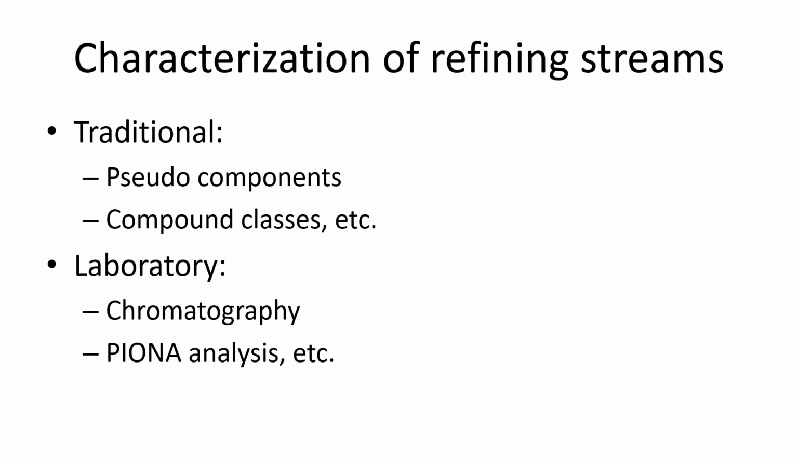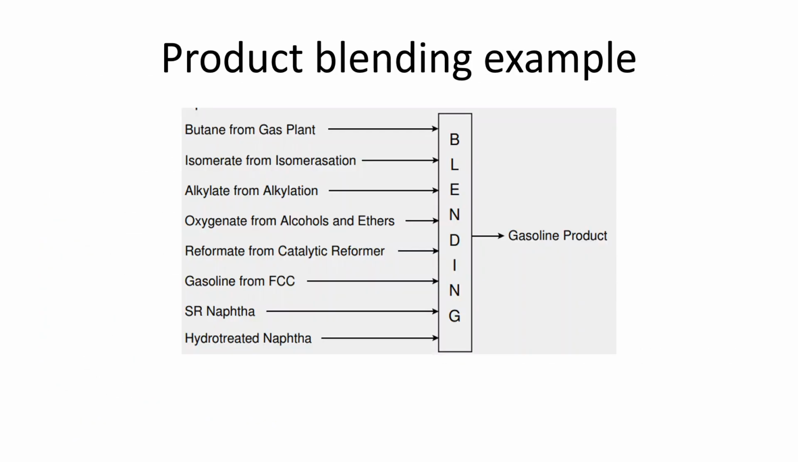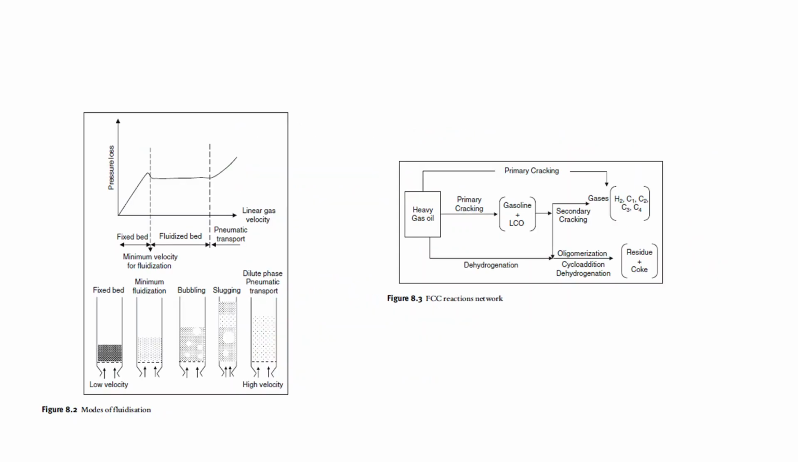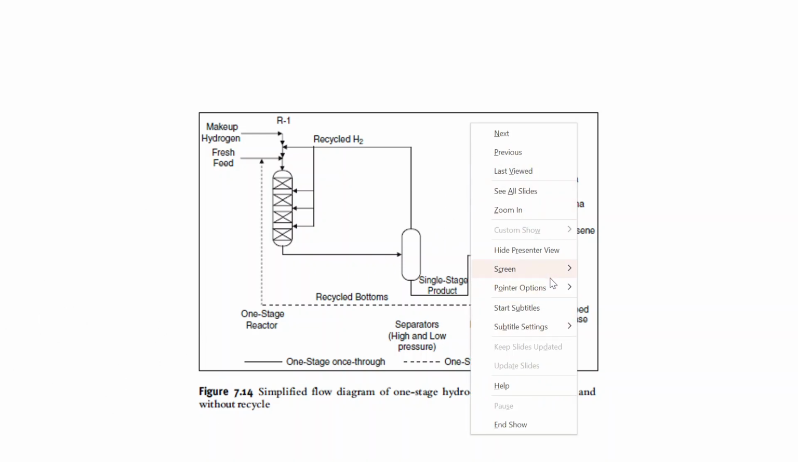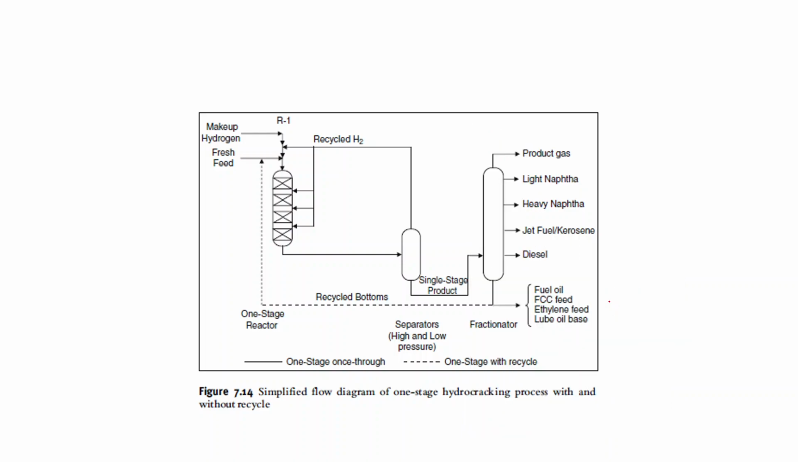And then if we are talking about, for example, an FCC or hydrocracking, let's take hydrocracking as an example. You have one feed, it can be a gas oil or whatnot. You put it into this hydrocracking unit, so you have a black box or something.